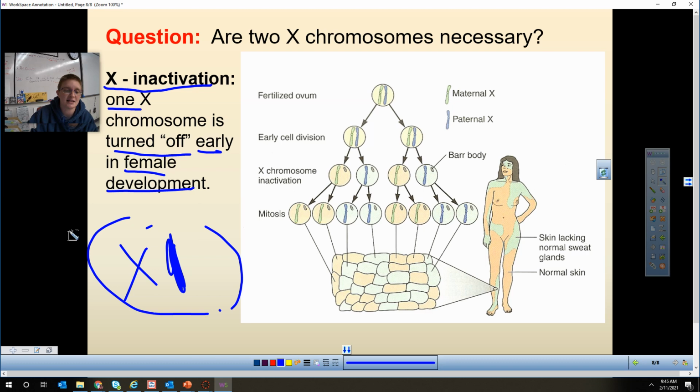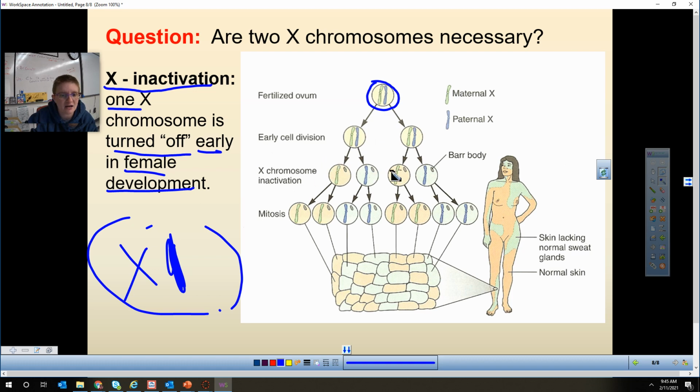Now, what's really interesting is cells don't necessarily talk to each other about which X chromosome they're going to turn off. So if this is the ovum and this is a female, she got one X from mom, one X from dad, and our cells are going to start dividing during mitosis to create her.